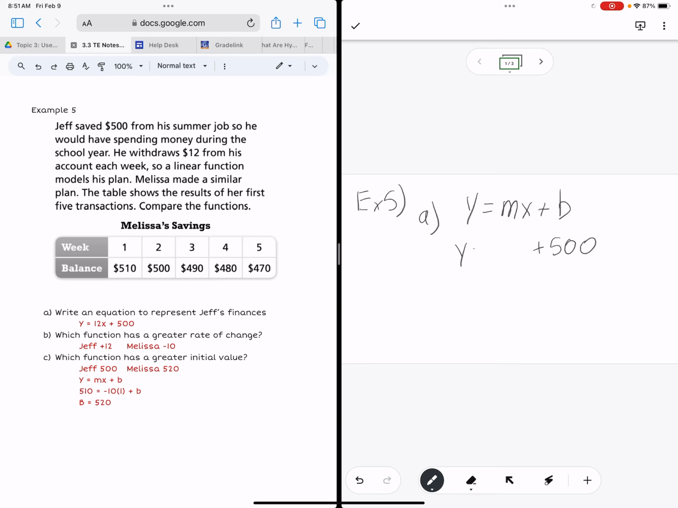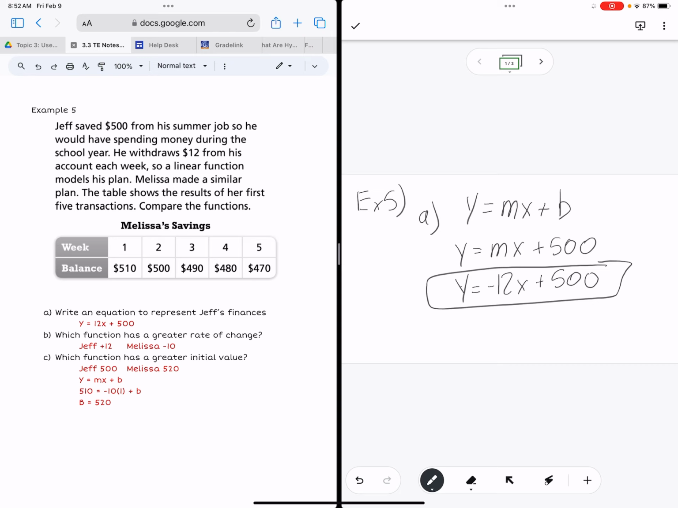All right, now what is the last thing that we have to figure out? Slope. Let's go with Sam. What is the slope of Jeff's transactions? At what rate is he spending or saving? 12. 12 what? And is he spending or is he saving? He's spending, so is it going to be positive 12 or negative 12? Negative 12, yep. So y equals negative 12x plus 500. This is your equation that represents Jeff's spending.